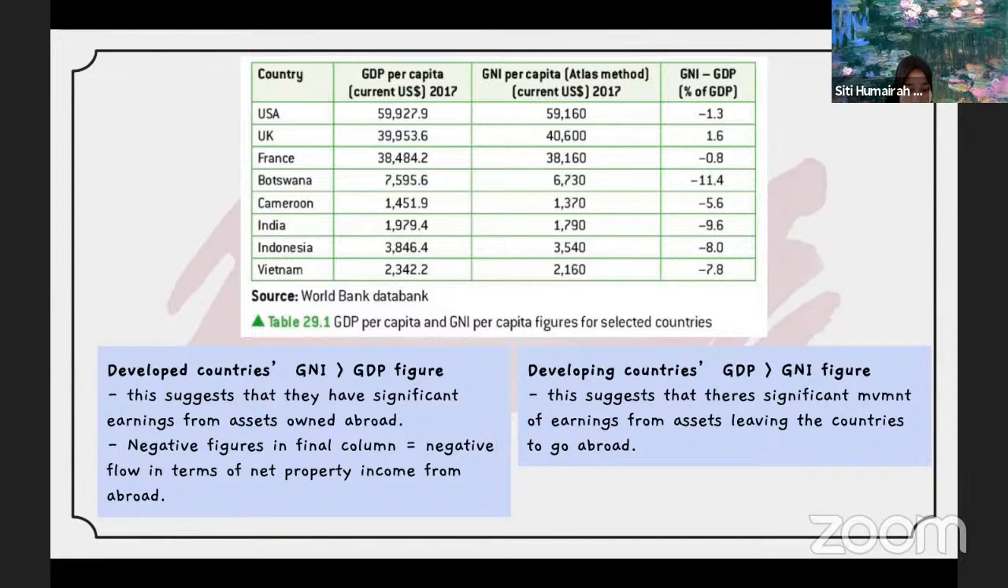An example of developing countries, contoh kat sini is Botswana, Cameroon, India, Indonesia, and Vietnam. So as you can see, for India, the GDP is higher than GNI. 1.9K for GDP, but 1.7 for GNI. Okay, moving on.